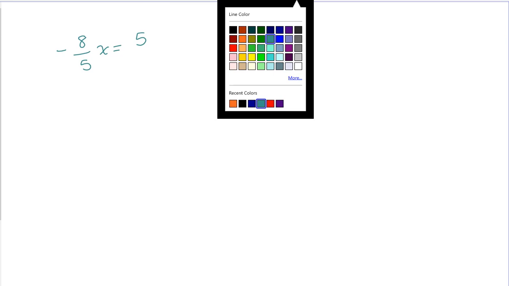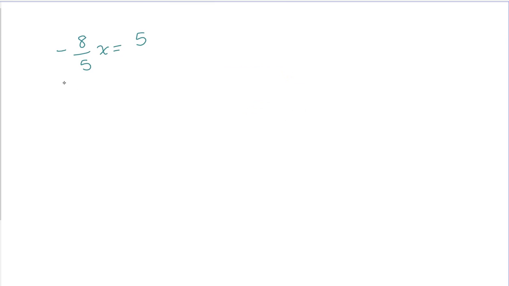Let me show you how to solve equations using reciprocals. If we have -8 over 5 x equals 5, what we would normally do in this situation is divide each side by -8 over 5. That's what we've learned so far in order to get this answer. Now, let me show it to you this way and then show you why multiplying by a reciprocal also works.